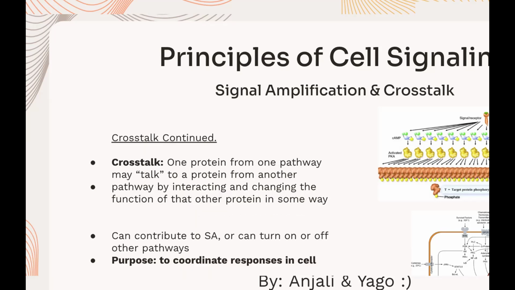We can do a lot of different things with crosstalk. We can tell another pathway to stop doing something. We can tell it to keep doing something else. We can turn it on or off, but the whole purpose of it is to coordinate responses in the cell.